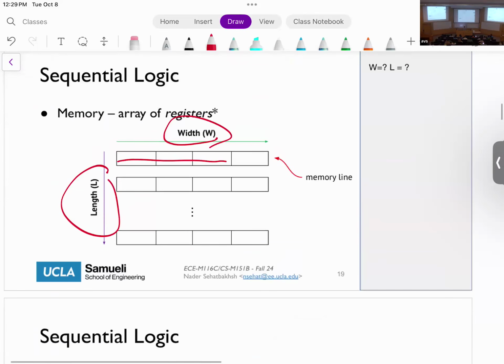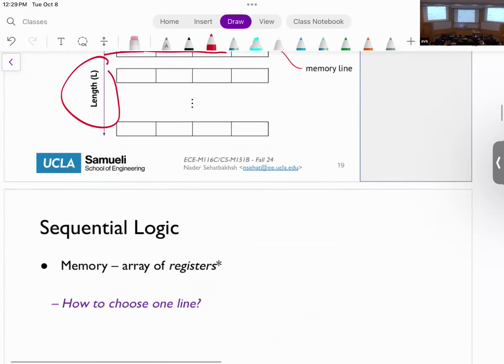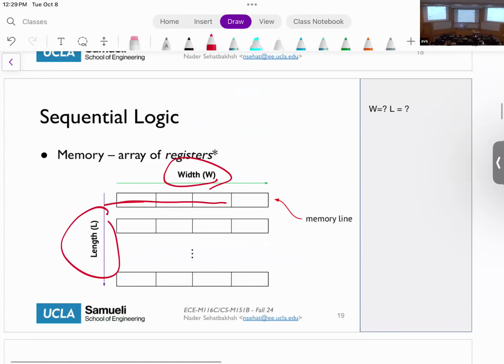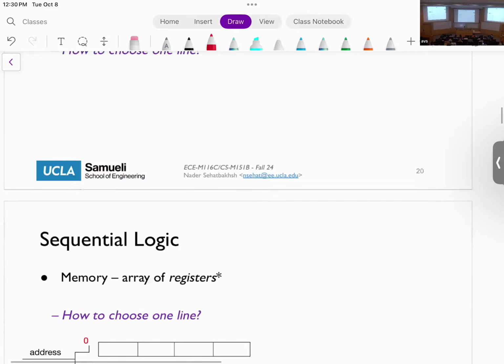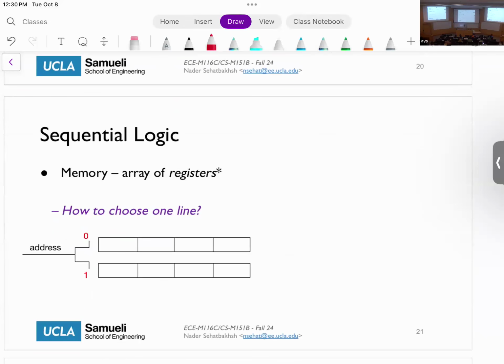So now the question is, for example, if I want to read a register or write to a register, how should I do this, right? How should I read this? The first thing you need to do is select a line, right? So you need a mechanism such that if you provide the address and you want to read any of these, you first decide which of these lines to choose, right? And typically, this is done by some form of logic that we call a decoder, right?